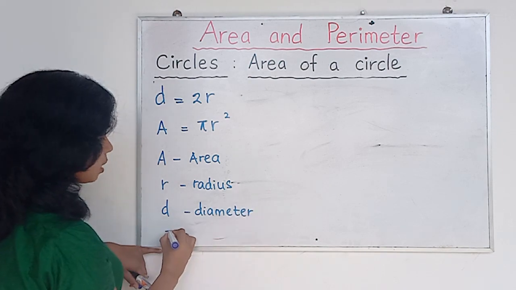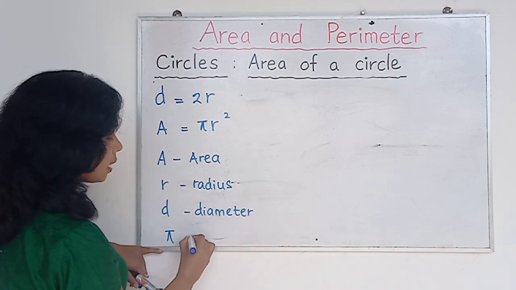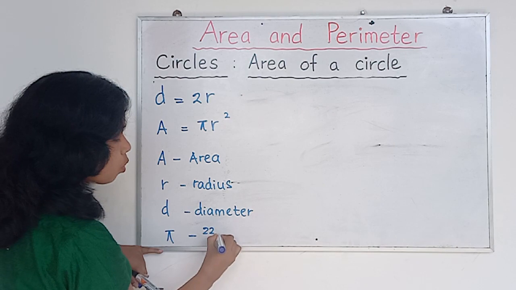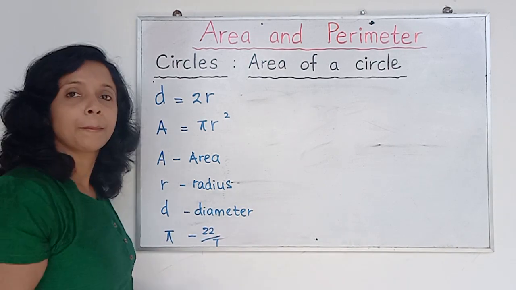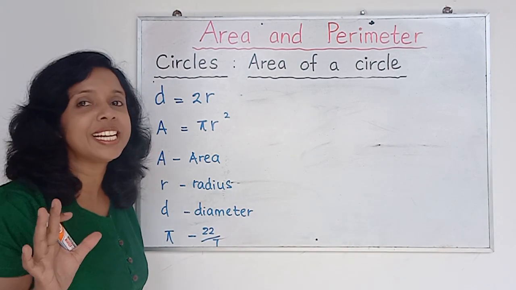And what is the pi value? It is 22 over 7. Okay. Hope everybody understood this.